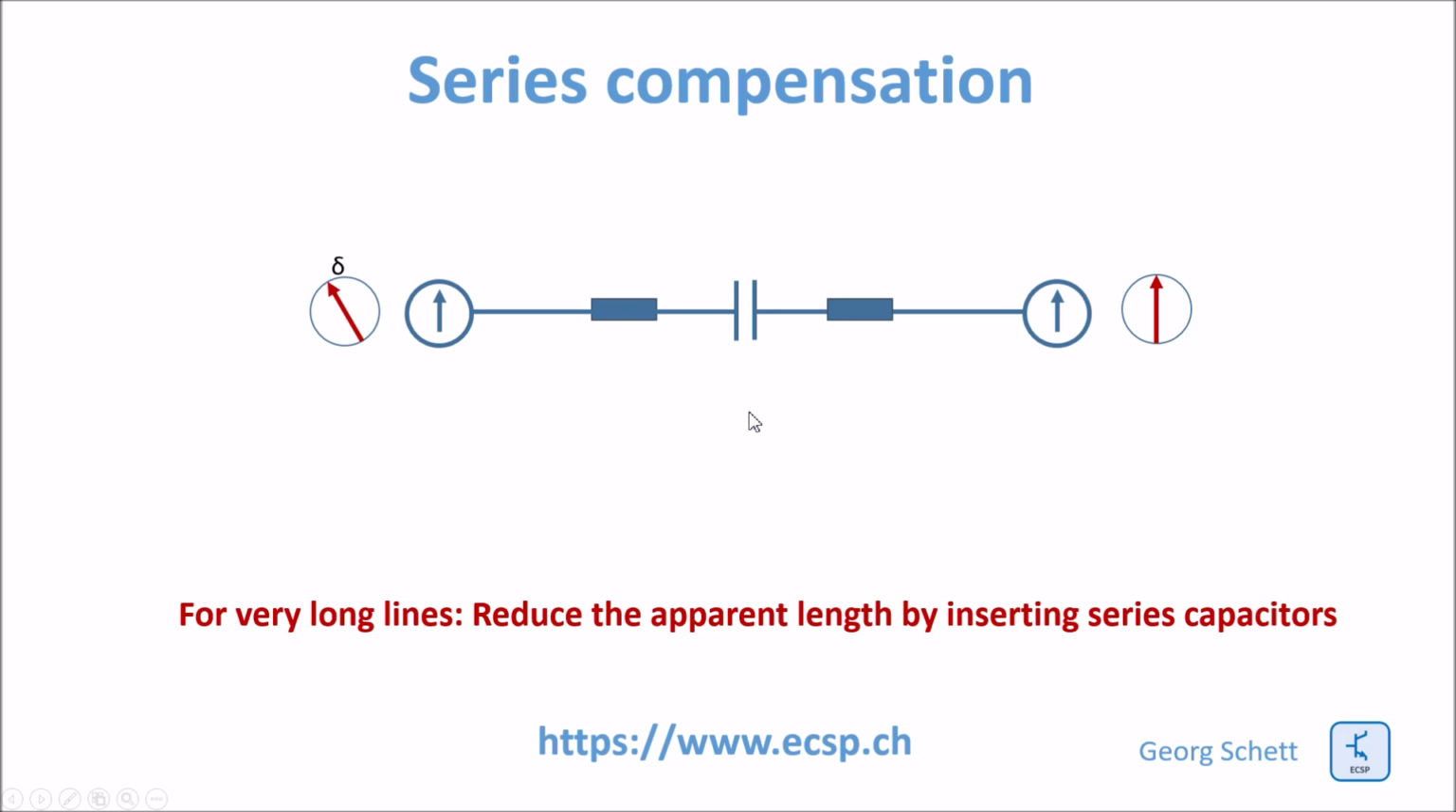By introducing a series capacitor, preferably in the middle of the line, I can compensate a part of the reactive power of the transmission line, and so reduce the phase angle between the sending and the receiving end. By doing so, I can push more power through the same line corridor.